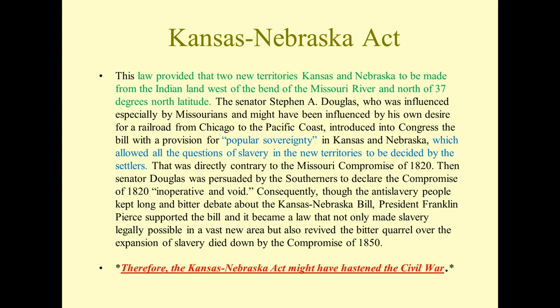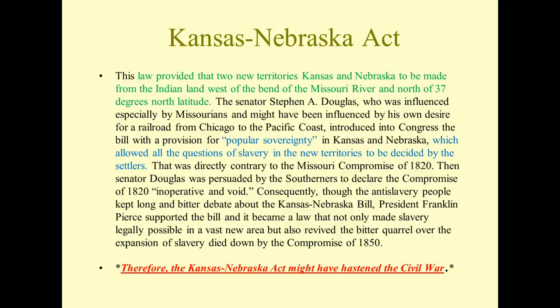The next mistake along the way that led to more conflict is the Kansas-Nebraska Act. This law provided that two new territories, Kansas and Nebraska, would be made from the Indian land west of the Missouri River and north of 37 degrees north latitude. Now, if you look at the map up on the wall, you're going to see that it's a lot of territory, and it's right next door to Missouri.